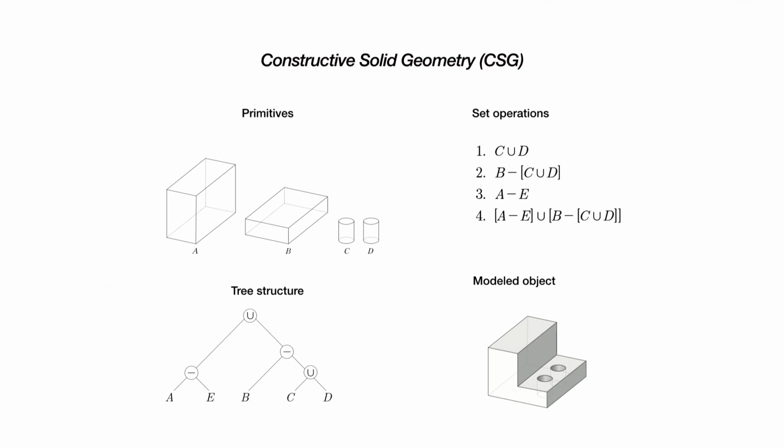And there are three parts to this type of modeling. You have a starting set of primitives, for example, cylinders, pyramids, cubes, etc. Then you have a set of operations, and these are those things over there, C union D, B minus C union D, and stuff like that. They correspond to certain geometrical operations, for example, union and subtraction. And finally, you have this tree structure on the bottom. This tree structure describes how you start from the primitives and build a more complex object. So it describes a system of creating the model.